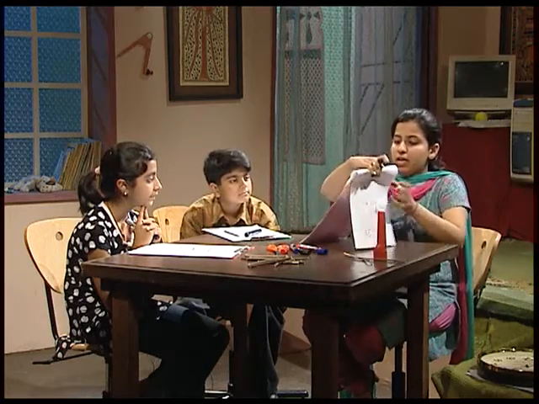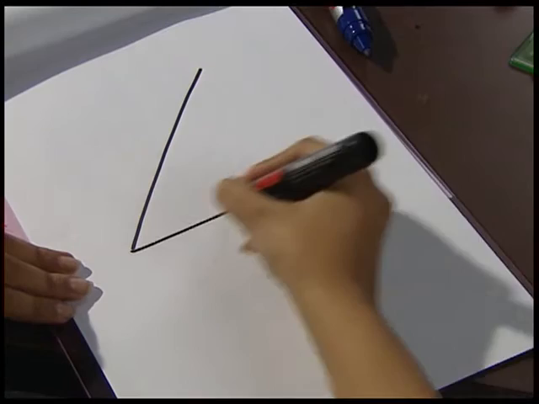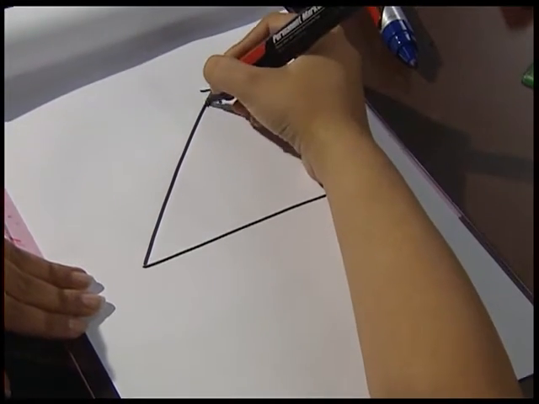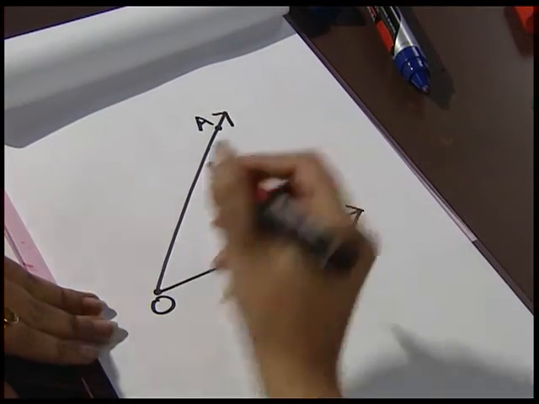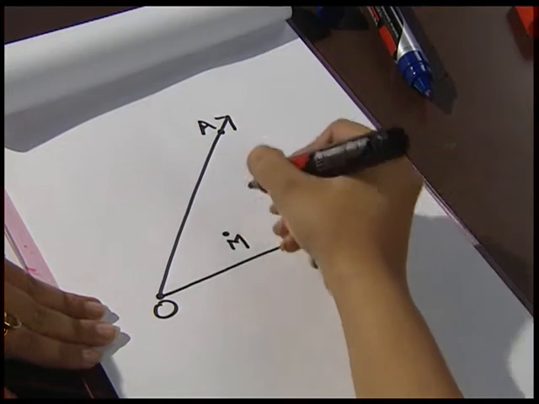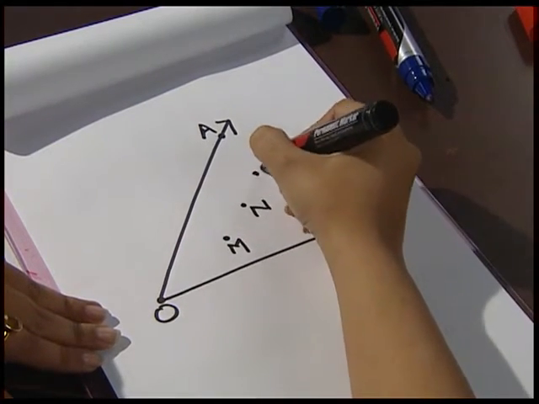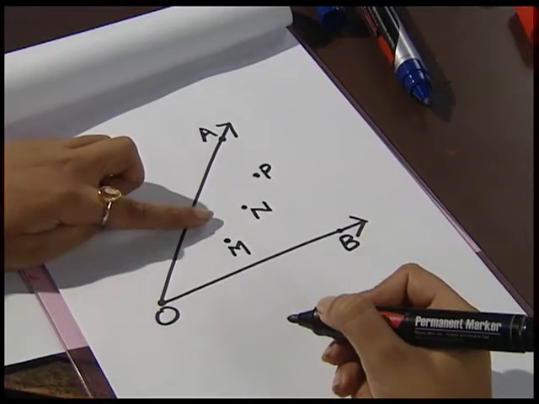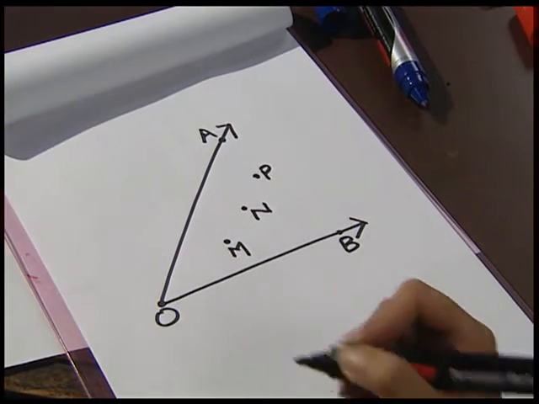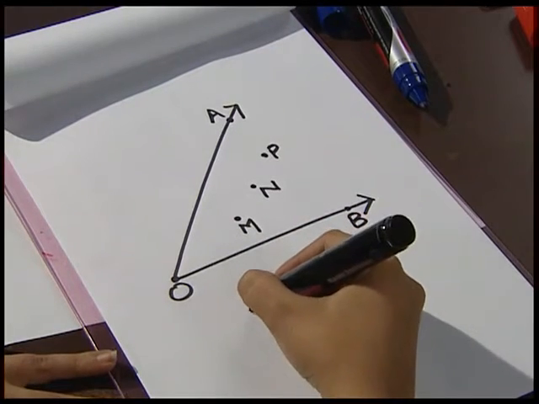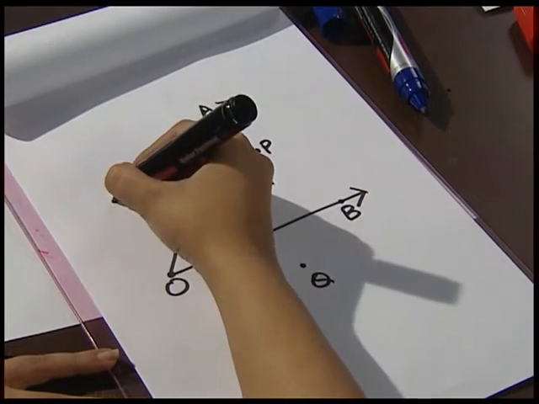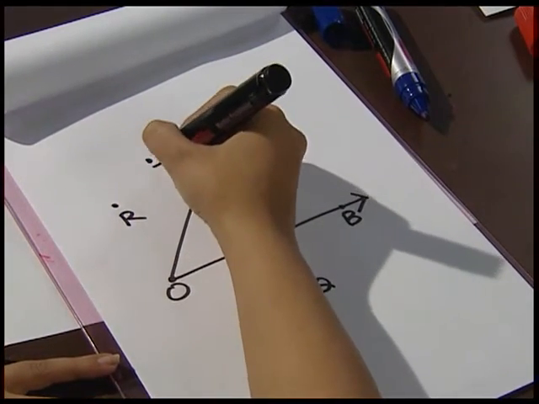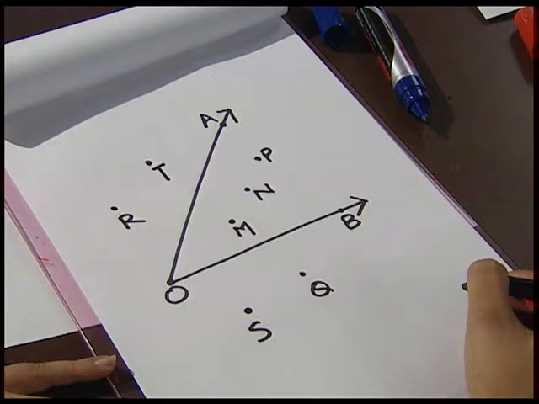Now here in angle A, O, B, points M, N, P are the points lying in the interior of the angle. Okay? Yes, Didi. And S, Q, R, T are the points lying in the exterior of the angle.